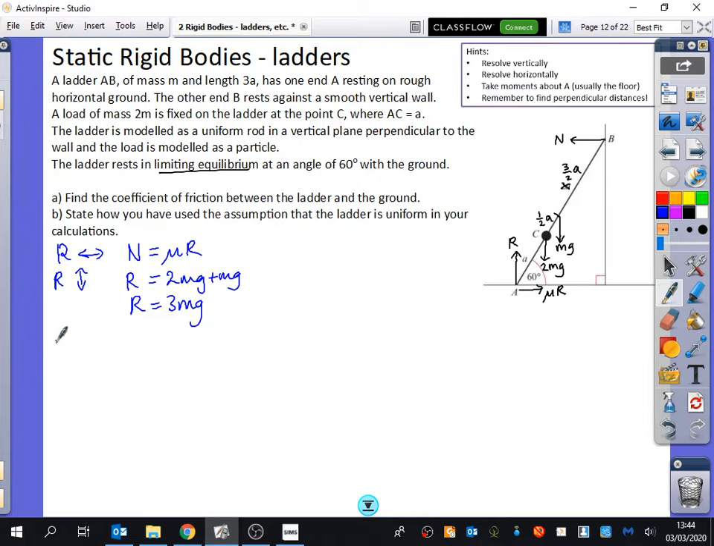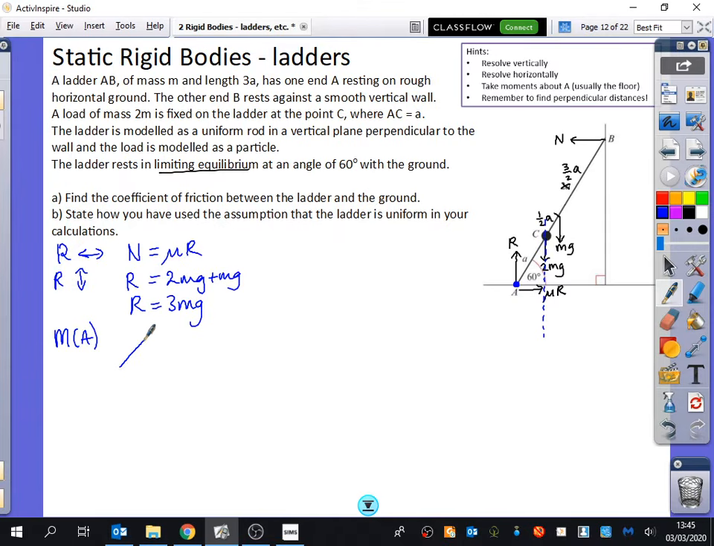Now here comes the tricky part. We're going to try and take moments about A. So here is the bit I'm trying to take moments about. And remember, I've said it's the perpendicular distance from the line of action of the force. What I usually recommend doing is looking at your force and just saying, I'm going to make the line a bit longer. So here's my 2mg force that I've got here, and I'm making it longer. So the distance I'm looking for is this horizontal distance from here. So for this first bit, I'm going to just draw that triangle out.